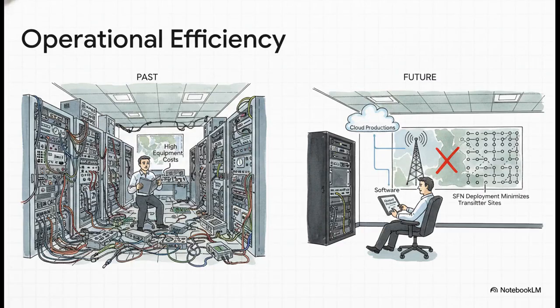And it's not just about the cool new services. In the long run, there are some serious operational efficiencies to be had. Shifting to an all-IP workflow can eventually lower the cost of all that specialized, expensive broadcast hardware. Using single-frequency networks could mean you need fewer transmitter sites to cover the same area. The whole system is built for the cloud, and a lot of maintenance can be done with a software update instead of a hardware swap.